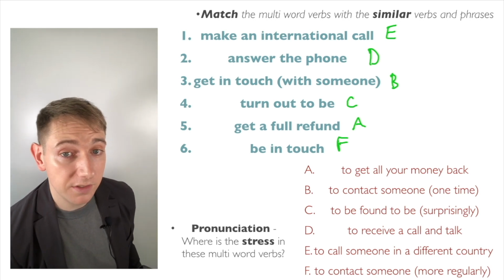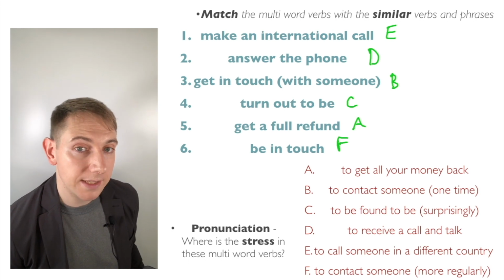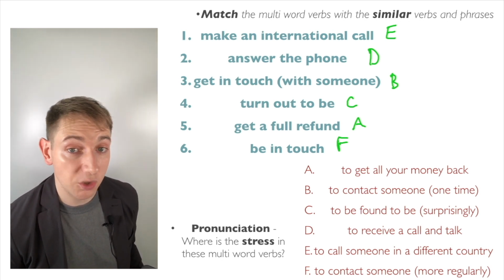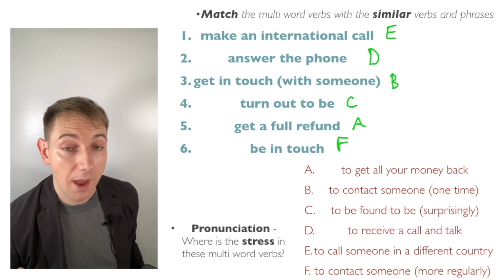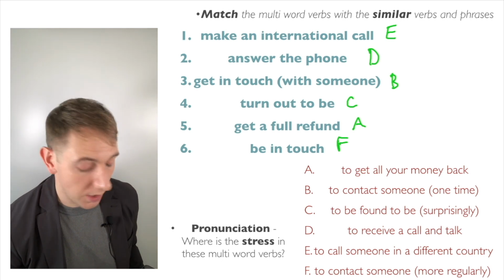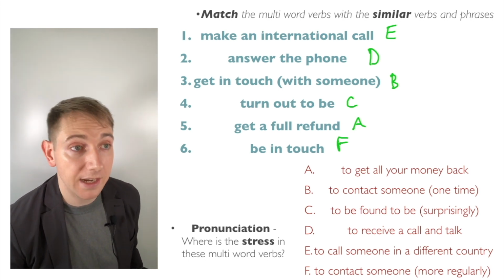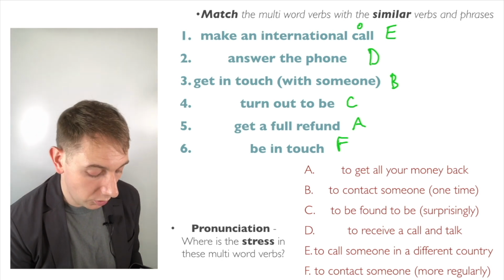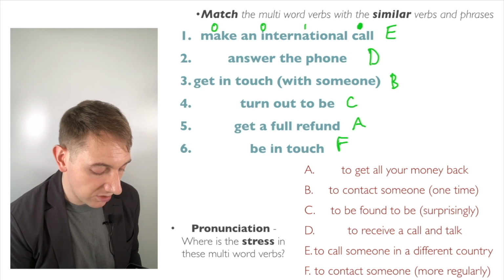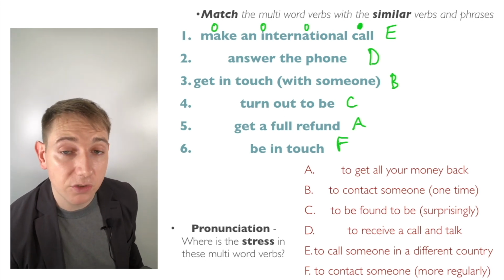Okay guys, now we've looked at these phrases, let's take a look at our pronunciation. So where is the stress in these multi-word verbs? So which word in these phrases do we stress? Let's do the first one together. Make an international call. A few stresses there. I think the biggest stress might be on call. Small stress here, make an international, maybe national as well, make an international call.